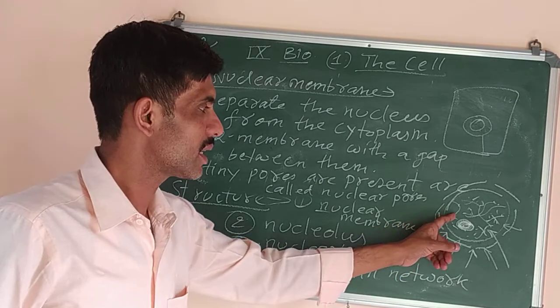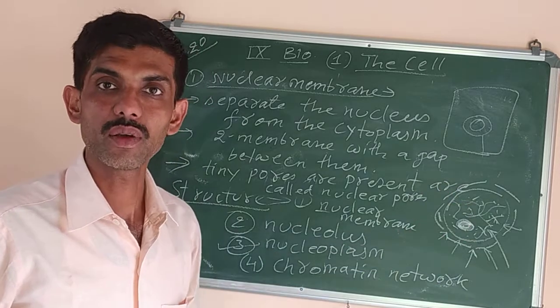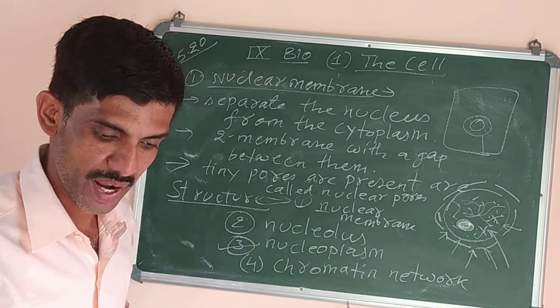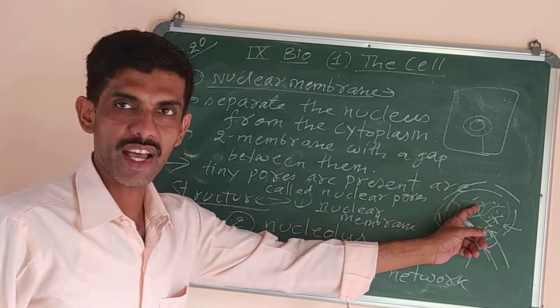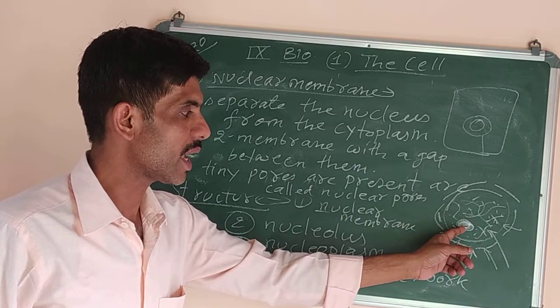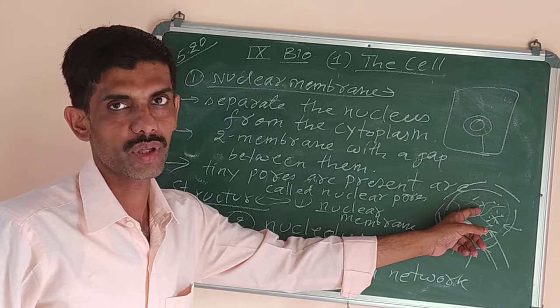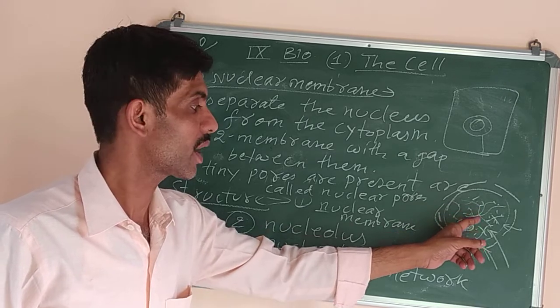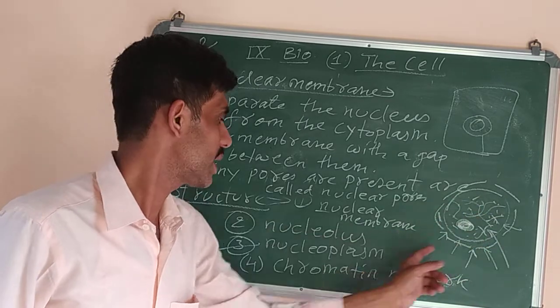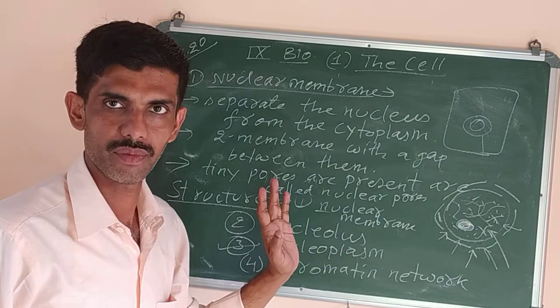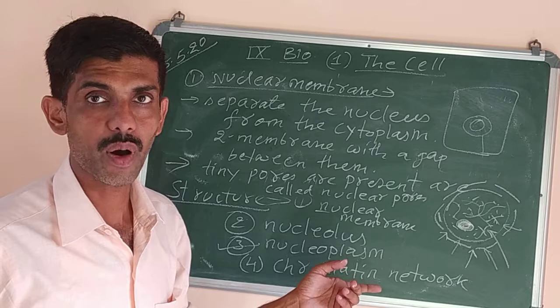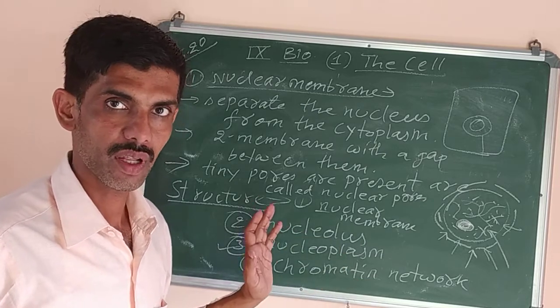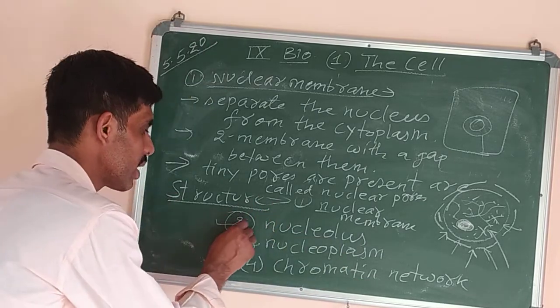The colorless, dense fluid that fills the nucleus is called nucleoplasm. Inside that nucleoplasm, the nucleoli and the chromatin network are both found. So where are the chromatin network and nucleolus present? They are present inside the nucleoplasm. Nucleoplasm plus cytoplasm, together they form protoplasm. Got it? Now next, what is nucleolus?